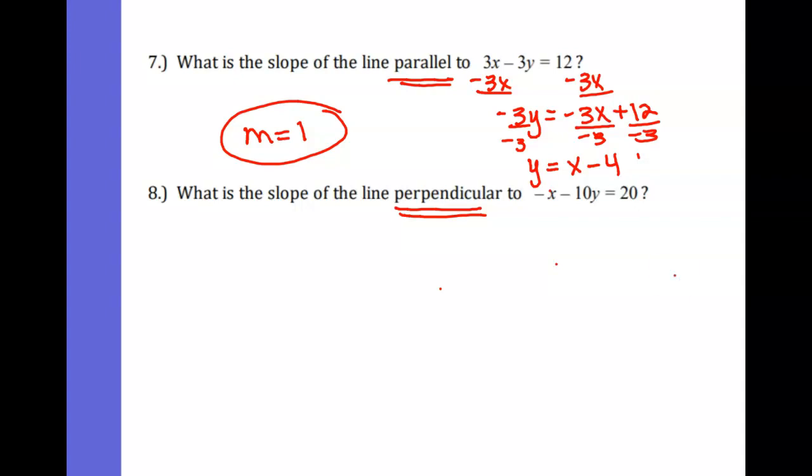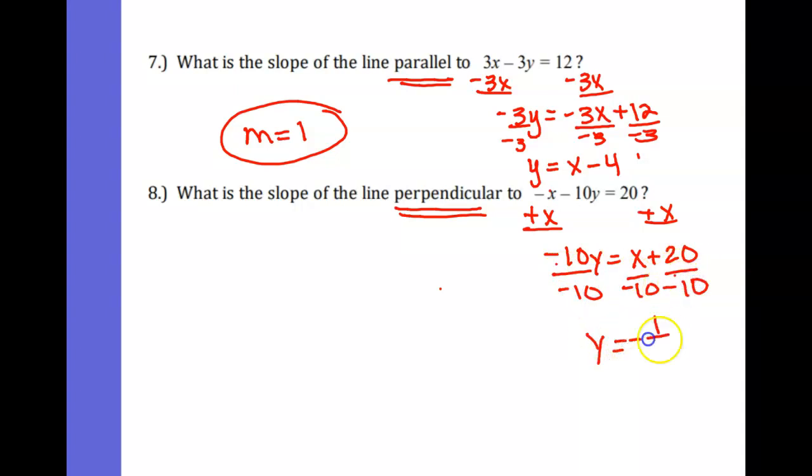Again, we've got to put it into slope-intercept form. So I'm going to start by adding my x to both sides. Negative 10y equals x plus 20. And then I divide by negative 10. So y is equal to negative 1/10 x minus 2.